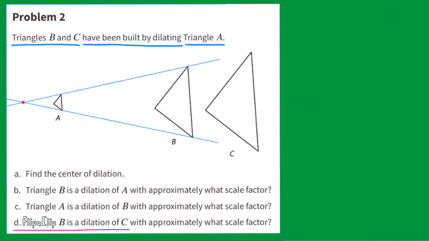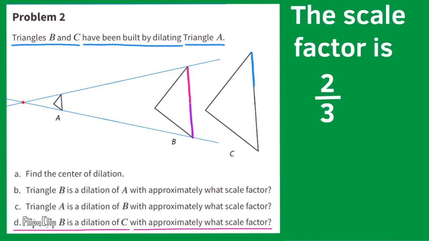D. Triangle B is a dilation of C with approximately what scale factor? Now we have to find out how many times a side length from triangle C will fit into the corresponding side length of triangle B. Approximately 2/3 of the side length from triangle C fits into the corresponding side length of triangle B, so the scale factor is approximately 2/3.